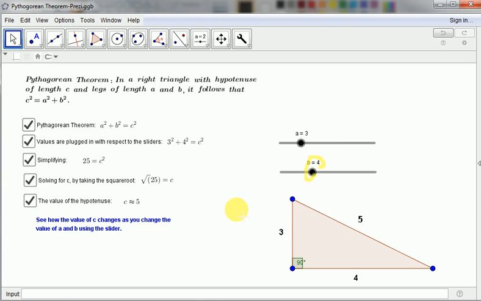So if we want to see how the values of C change, let's go ahead and change what B and A are in the sliders. Let's say my A becomes 4 and this becomes 6. This is 5 and this is 2 or 3. And we see that the A value and the B value change here, but also the hypotenuse.